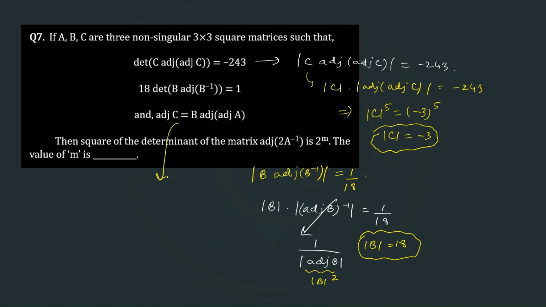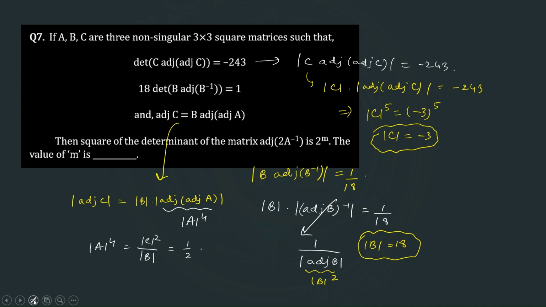Now, if we use the third relation here, we take determinant both sides. Determinant of adjoint C will be equal to determinant B times determinant of adjoint A. So we can write this determinant of adjoint A as determinant A whole to the power 4. So determinant of A whole to the power 4 will be simply determinant of adjoint C, which is determinant C square, divided by determinant of B. So this comes out to be 9 over 18.